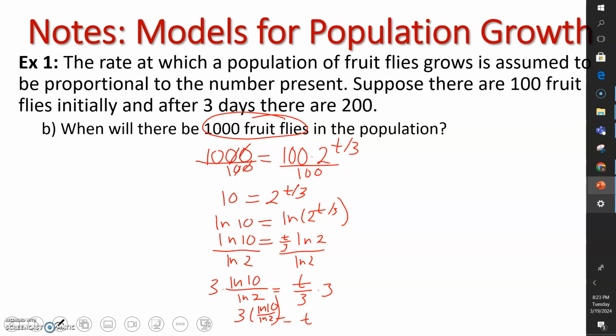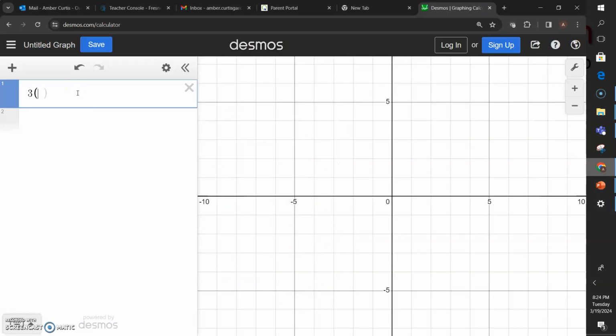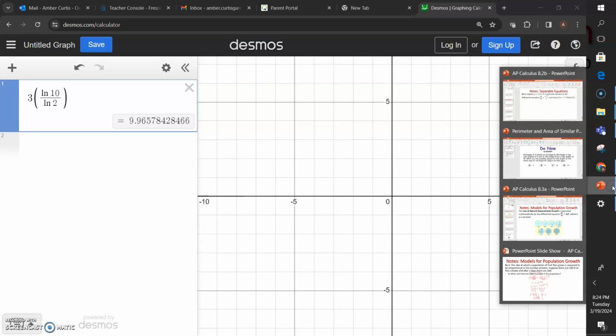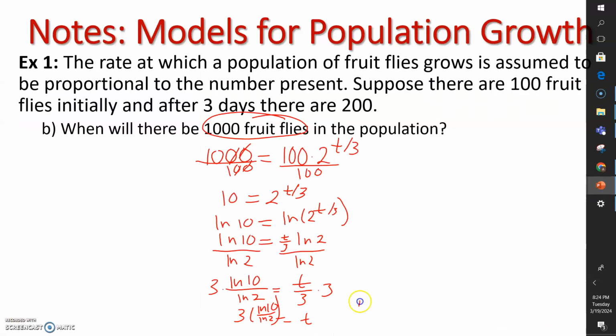And then we'll type this in a calculator. All right, so we have 3 times ln of 10 over ln of 2. And we get here 9.966. So t equals 9.966 days. So about 10 days.